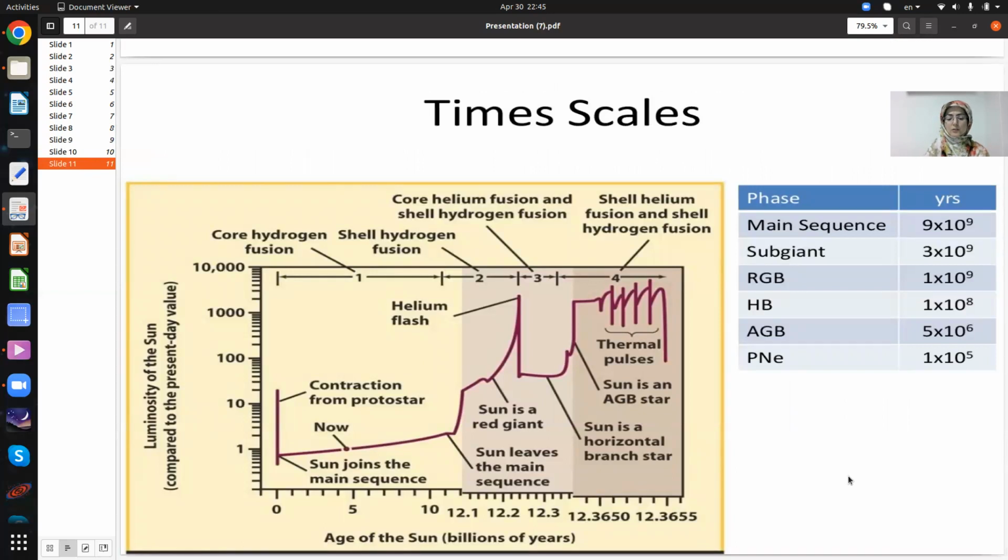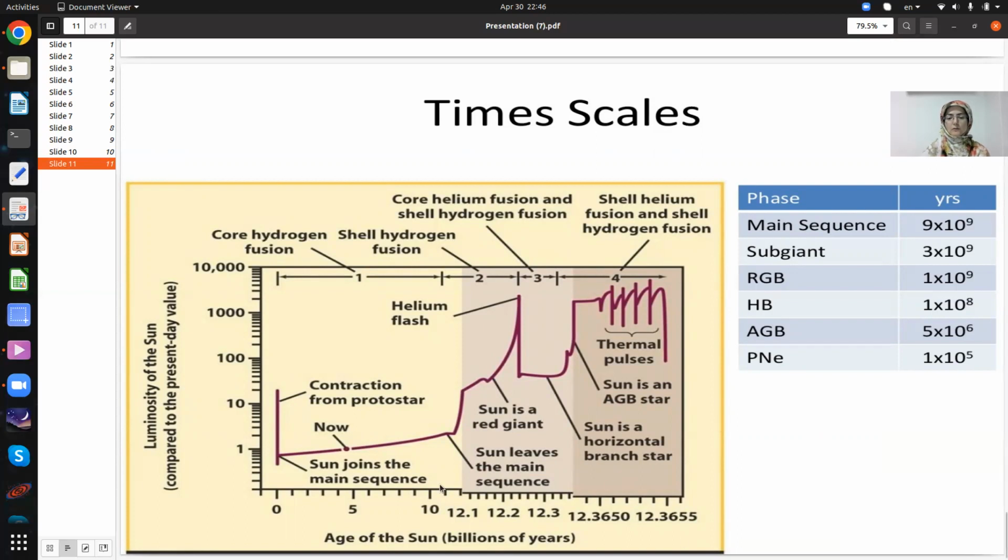Here you see the time scales. We can see that the life of stars is first main sequence, then subgiant, then RGB or red giant branch, then horizontal branch or HB, and then asymptotic giant branch or AGB, and then at last planetary nebula or PNe. And we can say that in the helium flash, the complete star is mixed. In red giant branch or RGB stars, we have a helium burning core and hydrogen burning shell.